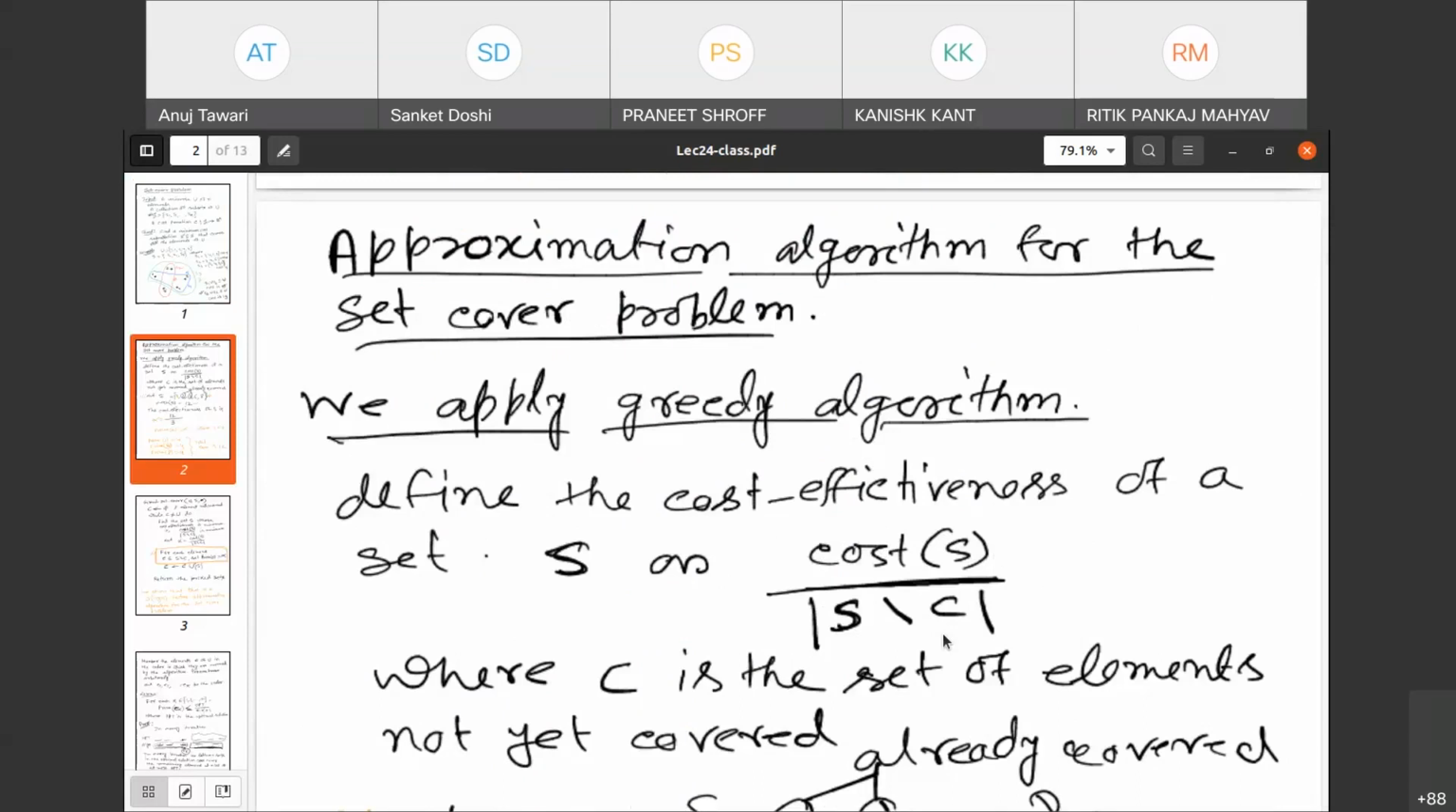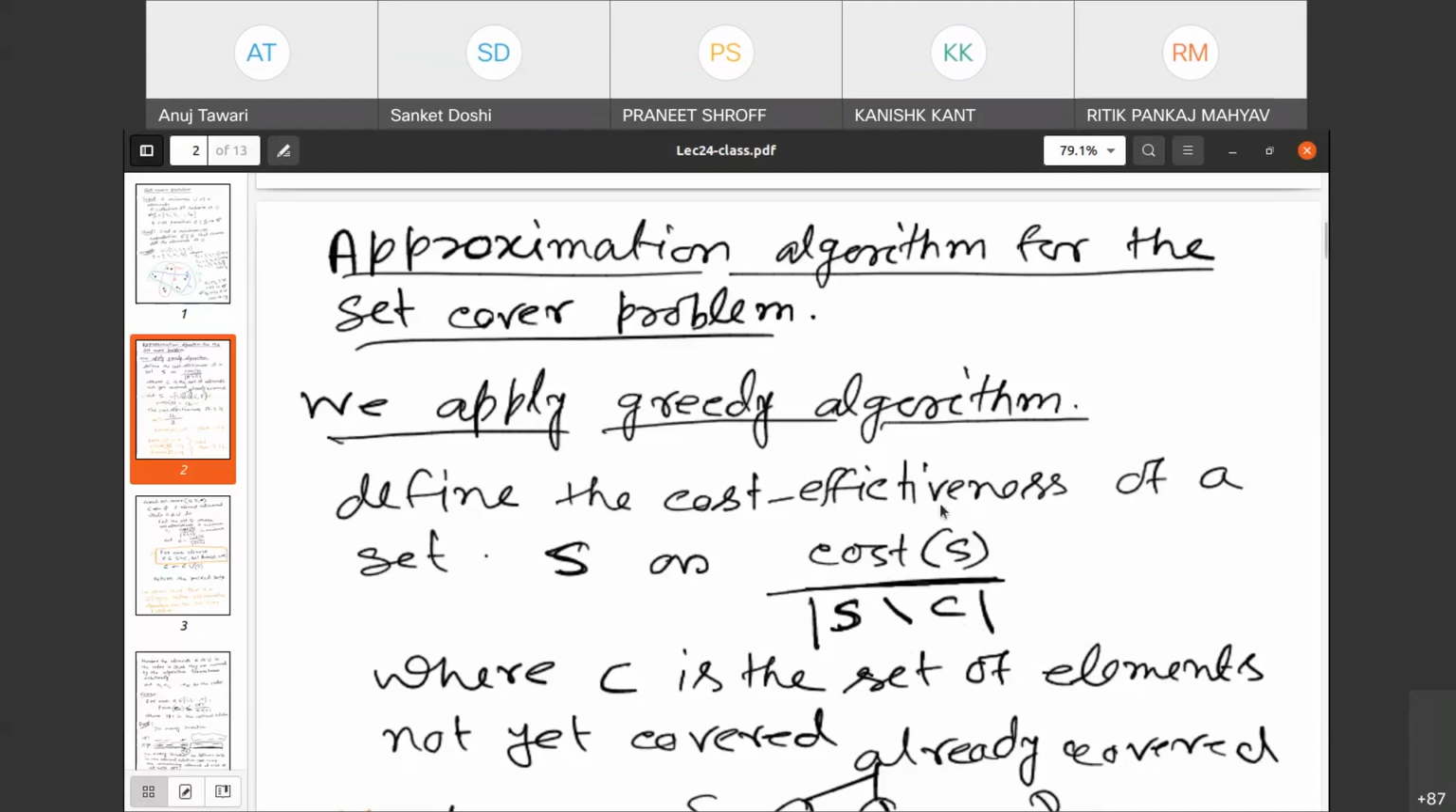Okay. So we'll look at this measure: ideally it should have the minimum cost and it should cover as many new elements as possible. If C is the set of elements which are covered, we want this set S minus C to be as large as possible, because if it was covering the same elements, there is no use of including this new set in our set cover.